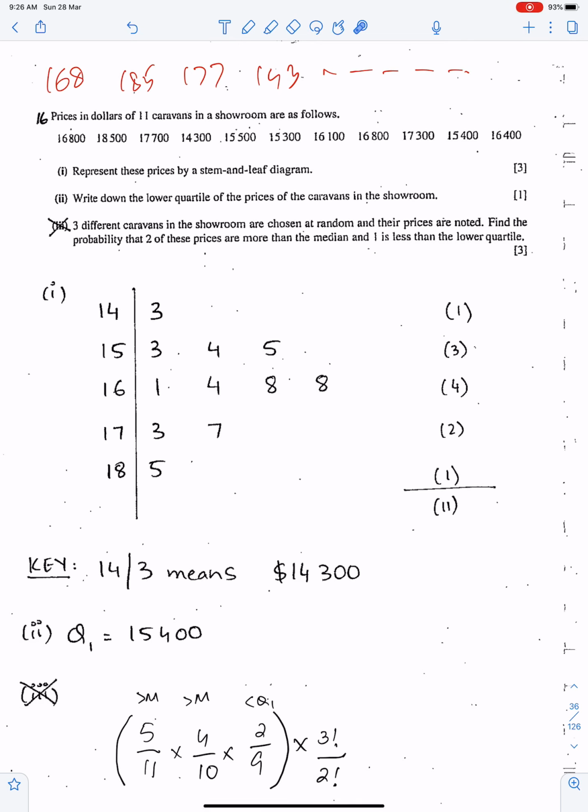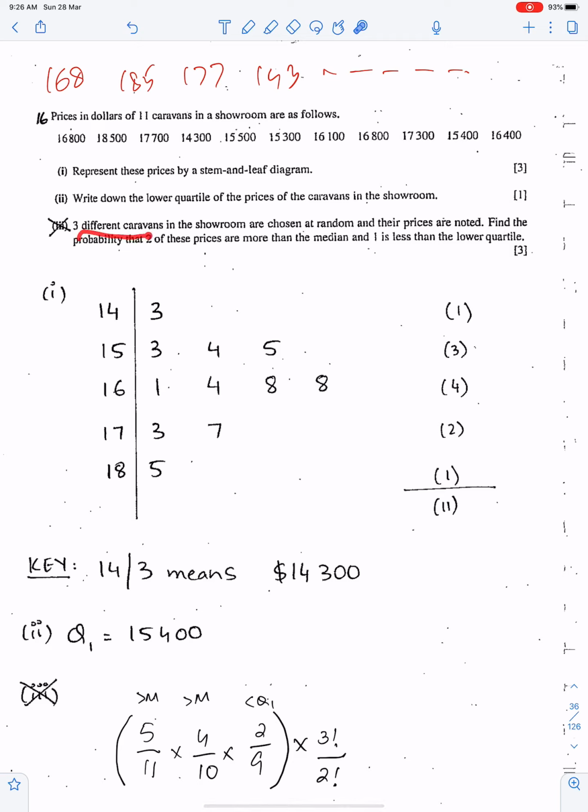This question is important because we have to scale these observations to the nearest 100. I mean, scale $100, like this. So just ignore the hundreds, the two zeros, and write the numbers without hundreds, and then draw this box plot. And read this as 14/3 means 14300, because this is a scale. And you all know how to get the lower quartile.